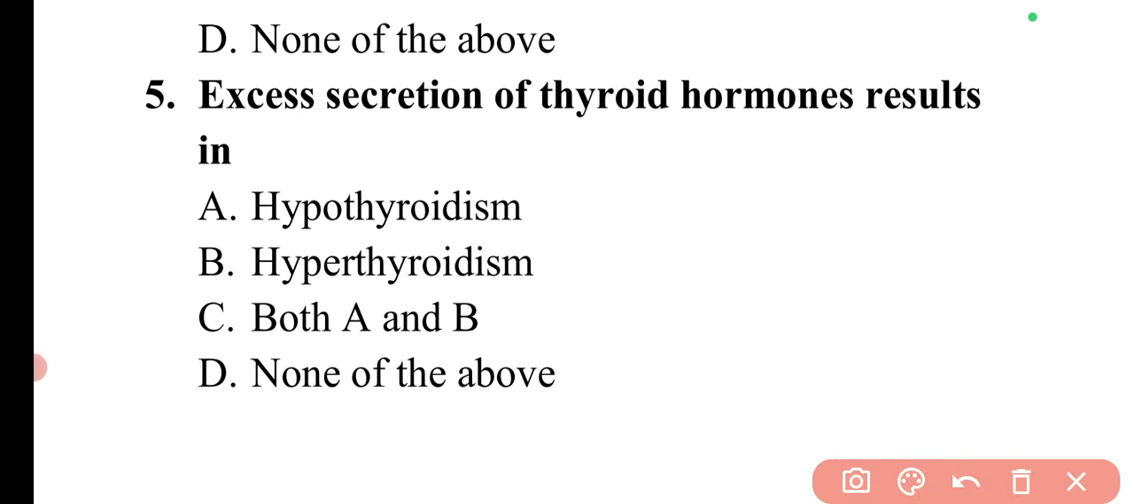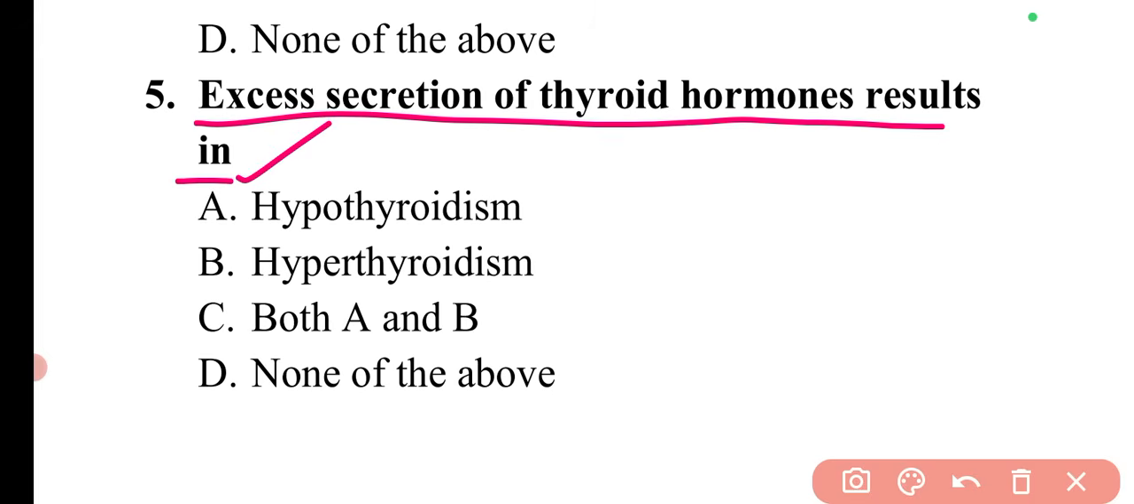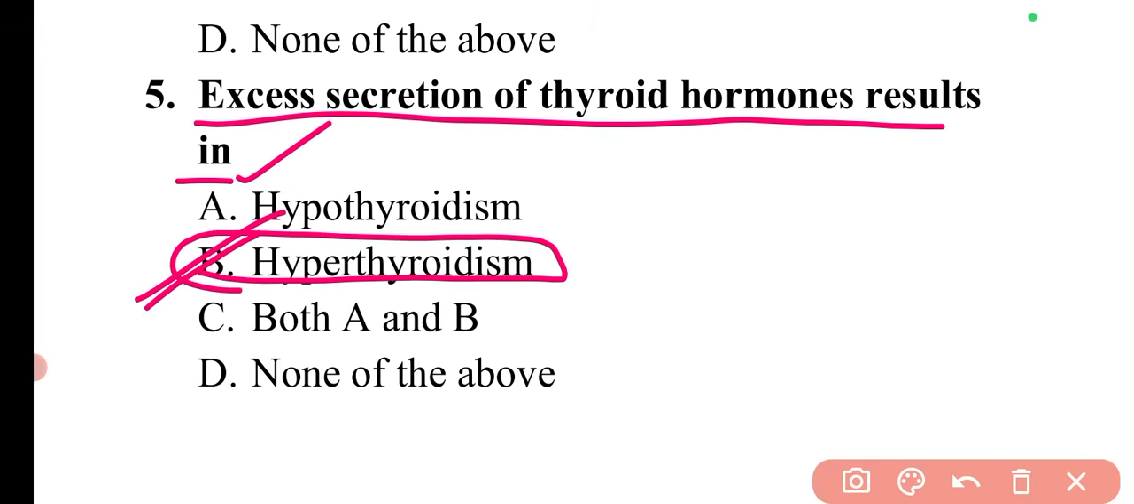Next question is, excess secretion of thyroid hormones results in. So here excess means more secretion is there, then it is known as hyperthyroidism. So here option B is correct.